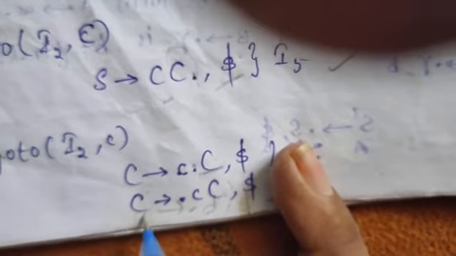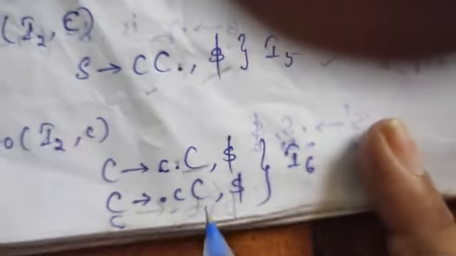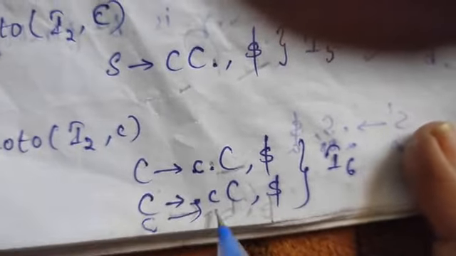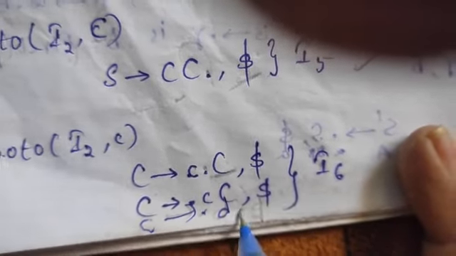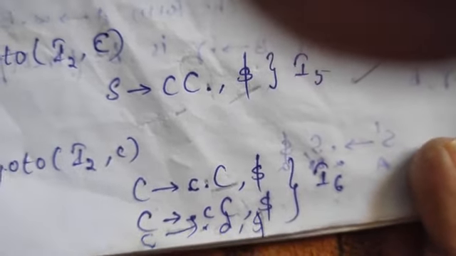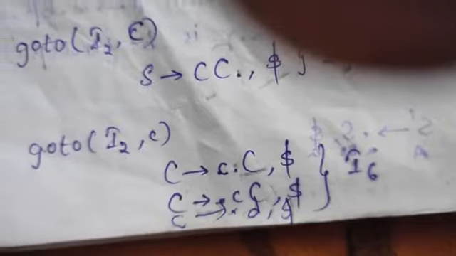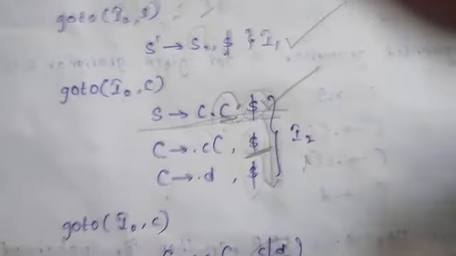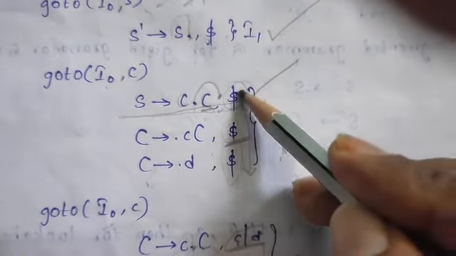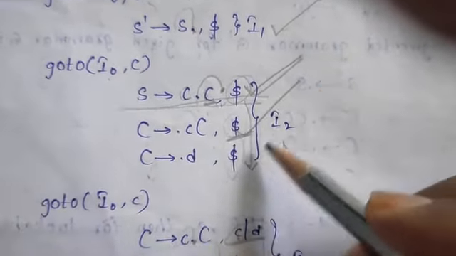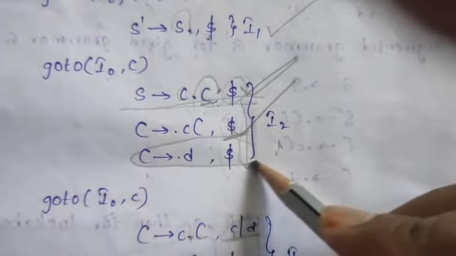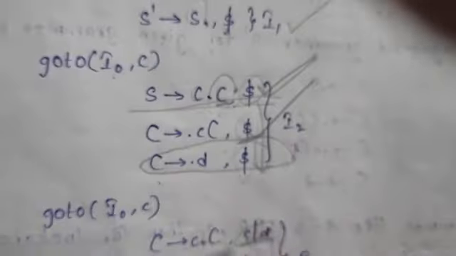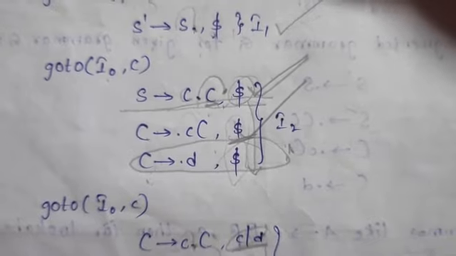Here one production is missing, we need to write that one: capital C tends to dot d slash dollar. The production is missing in this book, so note that one down also. Up to now we are discussing I2. So the first one is completed and the second one is completed. The remaining one is C tends to dot d comma dollar.